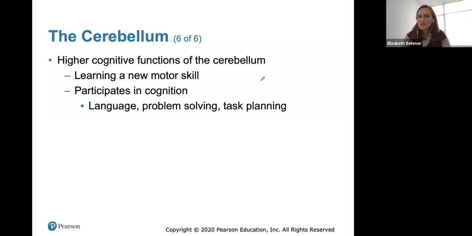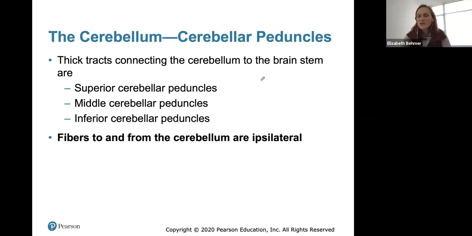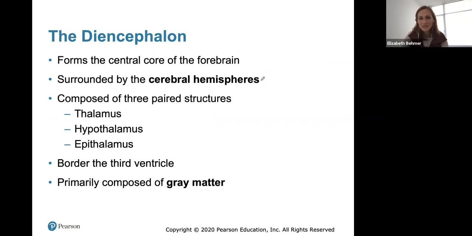There's a higher cognitive function of the cerebellum, which helps to learn a new motor skill, and it participates in cognition like language, problem solving, and task planning. The cerebellar peduncles are just tracts connecting the cerebellum to the brainstem. So we have different nervous fibers to and from the cerebellum, which are ipsilateral, meaning they will travel on the same side. Then the diencephalon forms the central core of the forebrain.